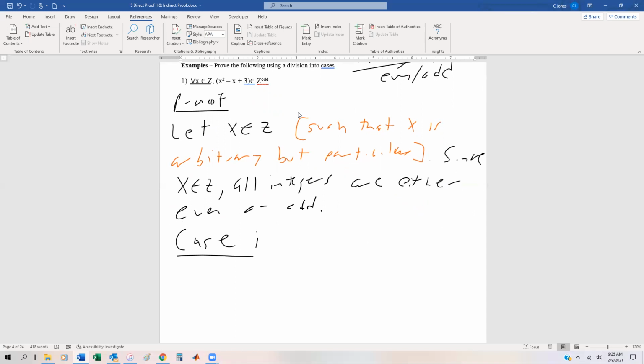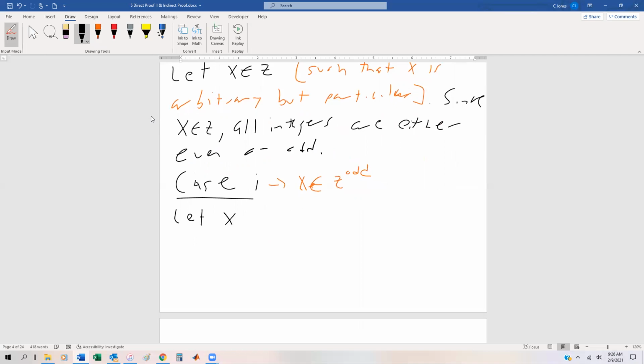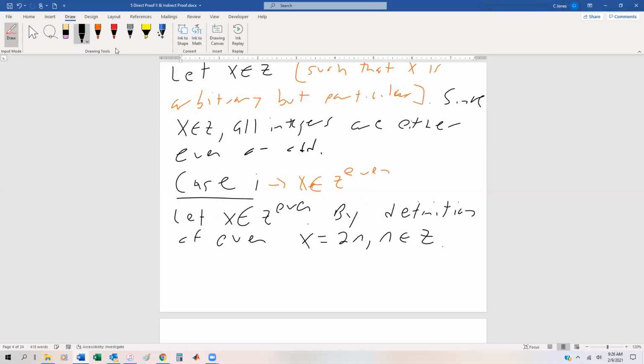So case one, and case one is going to be, let's do the easier case where x is odd, okay? So x is in Z odd. So let's let, or I'm sorry, even. So let's let x be an element of Z even. And by definition of even, we can say that x is going to be equal to 2n, where n is an element of the integers.